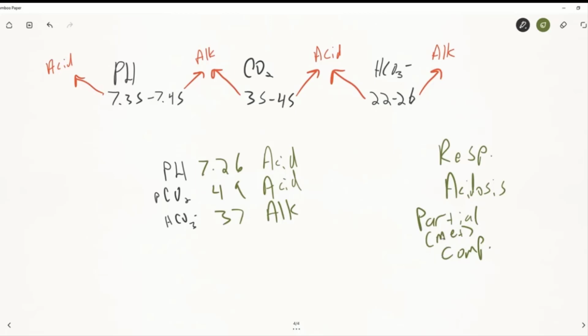And we want to specify that it's a metabolic compensation that's occurring. Lungs are the problem, respiratory acidosis. Metabolic processes are in the process of fixing the problem. Partial metabolic compensation. Let's keep rolling.